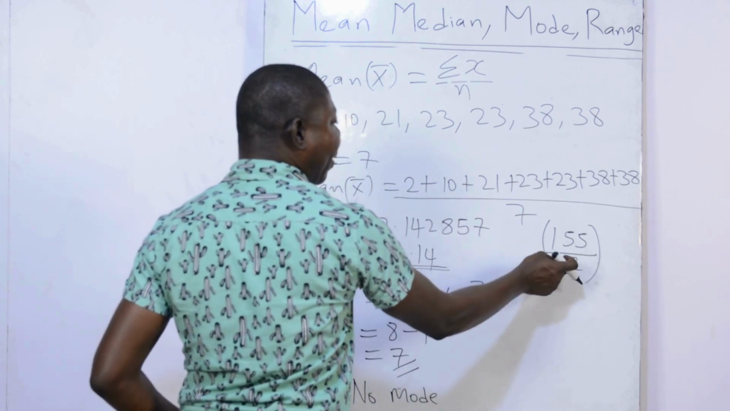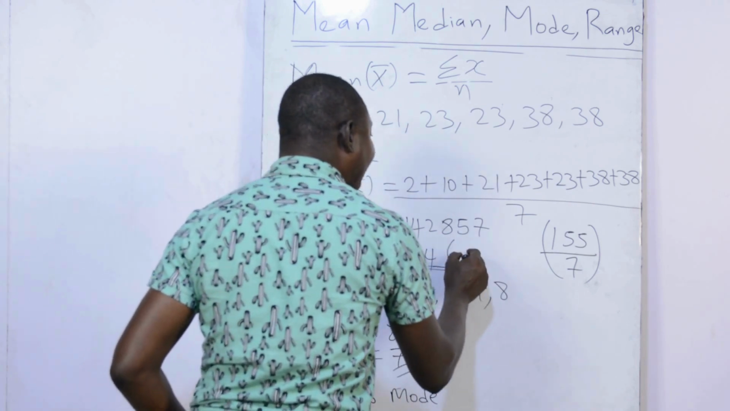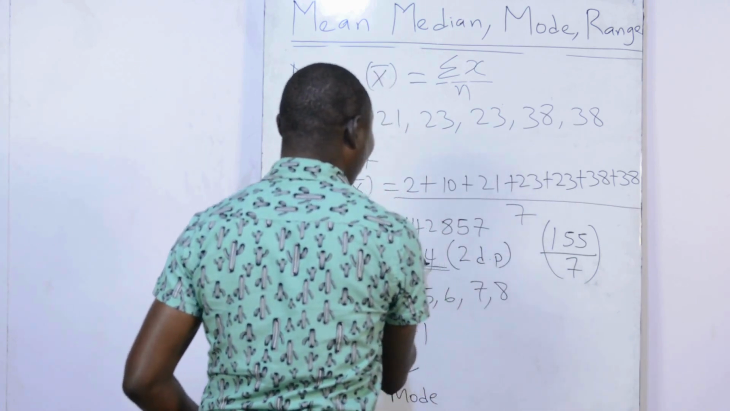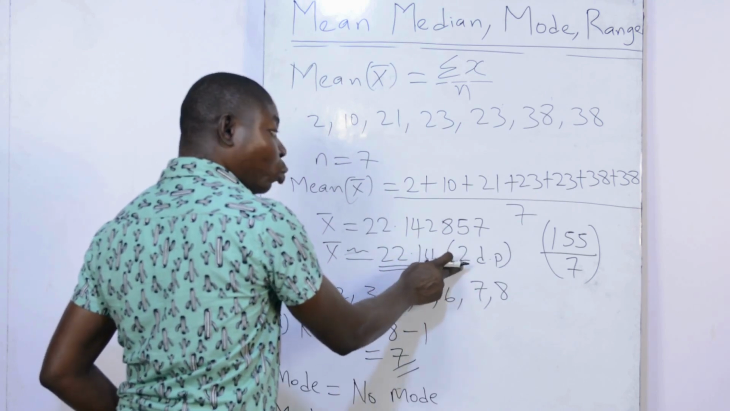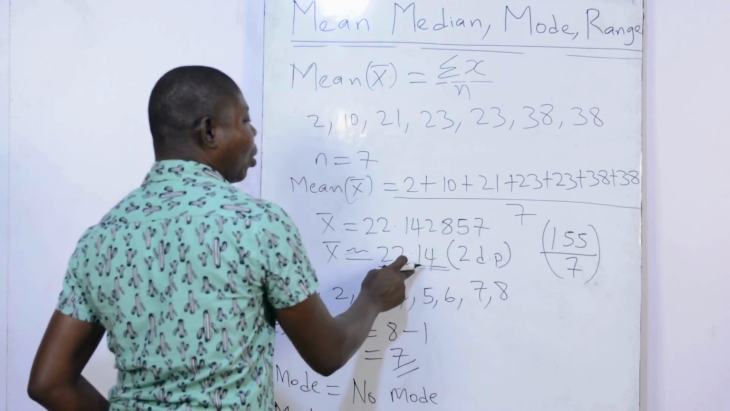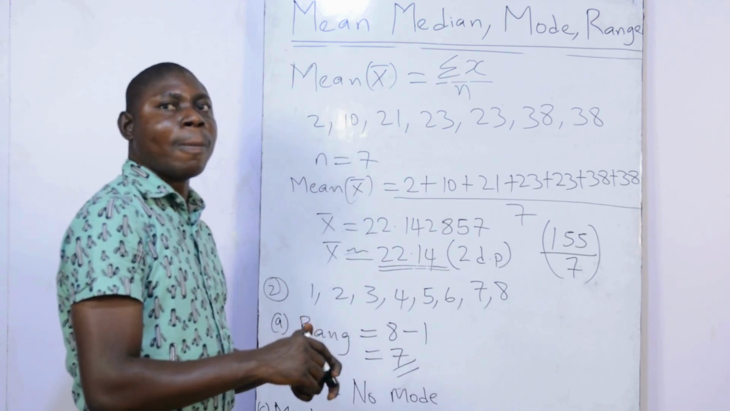After you divide this one by 7, you will get this one. And then two decimal places. So that one will give us 22.14, 2 decimal places, because we take 2 out of it. So we call it 2 decimal places. That's for that one, mean.